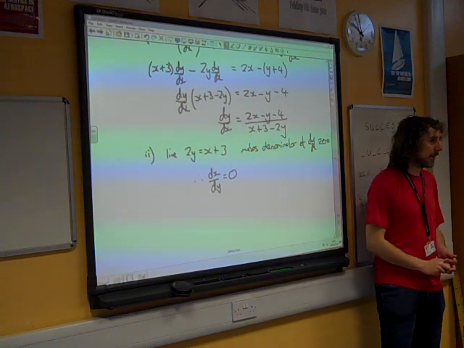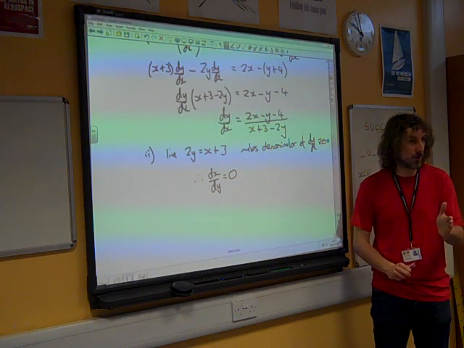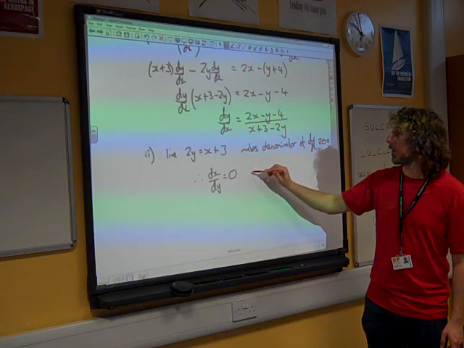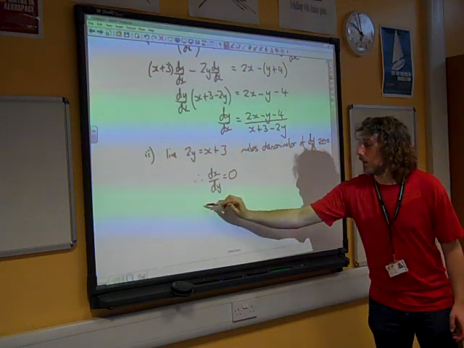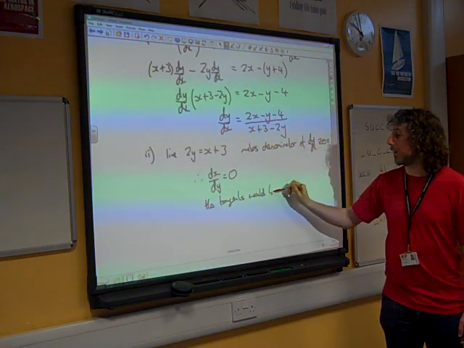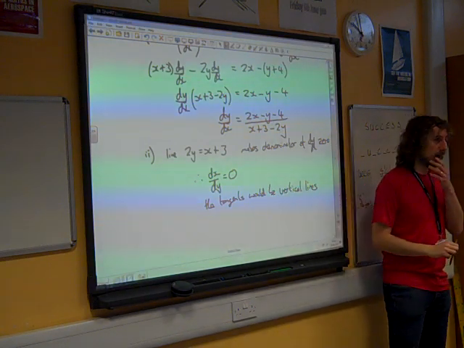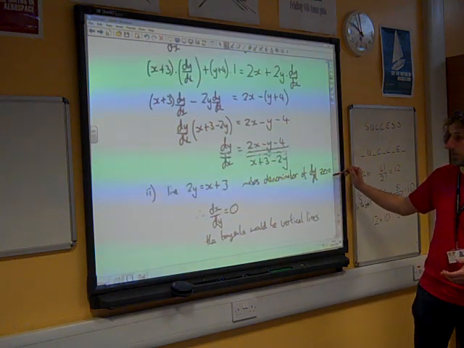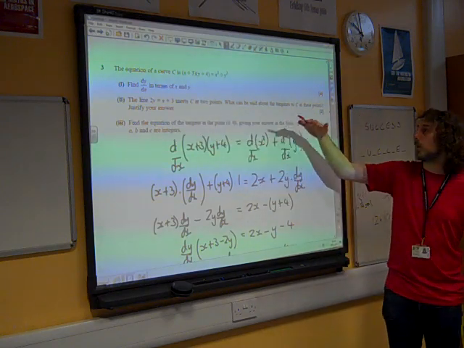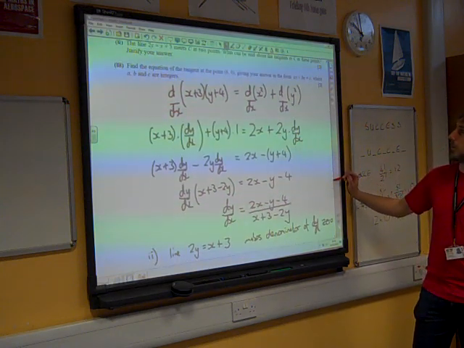We remember we just talked about this: if dx/dy is 0, that means we have a vertical tangent to the curve. So the tangents would be vertical lines. Remember what this was saying: it wasn't saying 2y = x + 3 was a tangent. It was saying that it meets the curve at 2 points. What can you say about the tangents at those 2 points? Okay, just 2 marks for that.